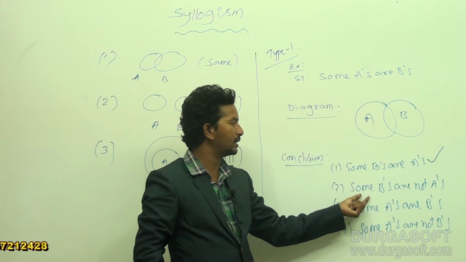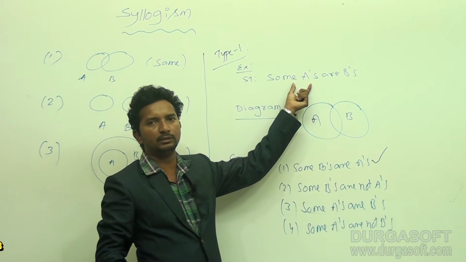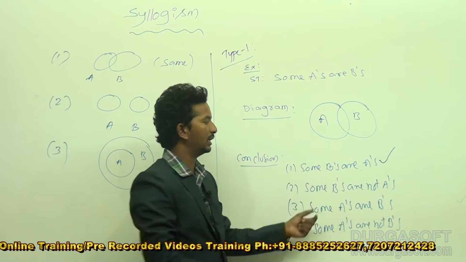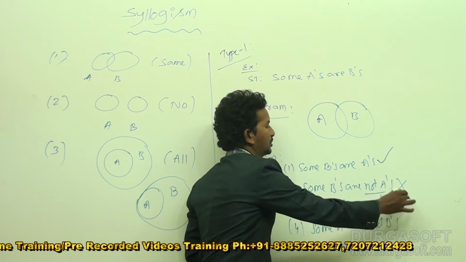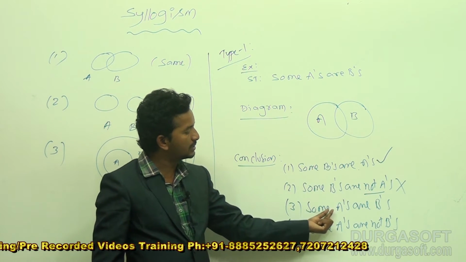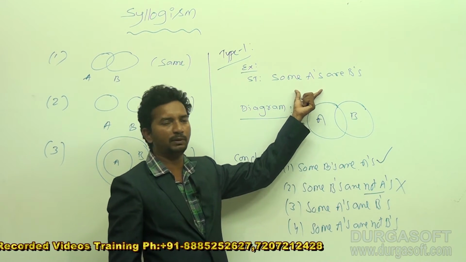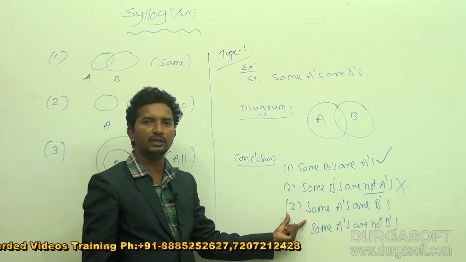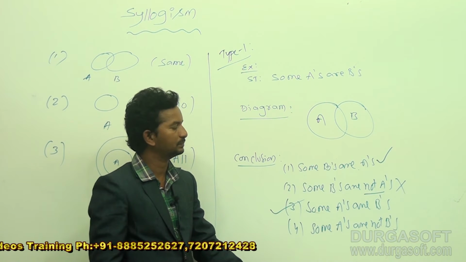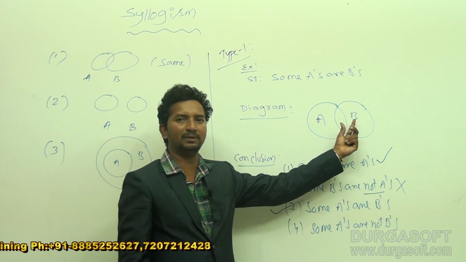Now coming to this one, some B's are not A's. According to the statement, some A's are B's is given. You take only some A's are B's, and you don't consider the negative statement here. So this is a false statement. Coming to the third conclusion, some A's are B's. Whatever the statement is, that conclusion is also there. So some A's are B's.